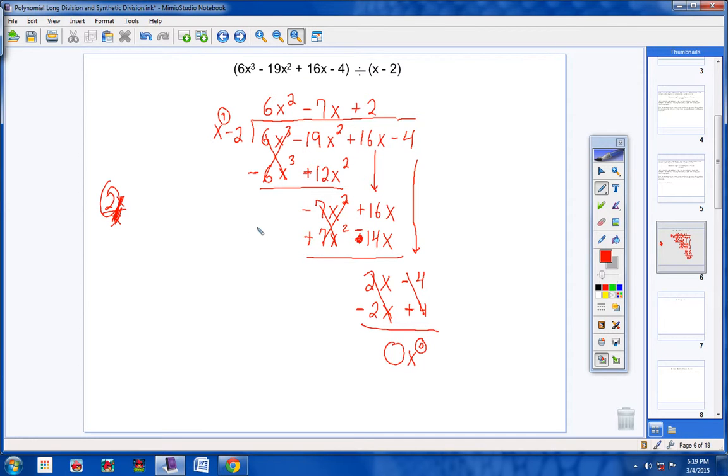Because common sense, guys, common sense. How can you divide a first degree into a 0 degree? It cannot be done, not without negative exponents, and we don't want that. So you know you're finished when there's two things. First of all, when you've brought down all of your terms. Second of all, if the degree of this term is smaller than this degree here, then you know you're finished. Both of those things. All right, so there's your answer.